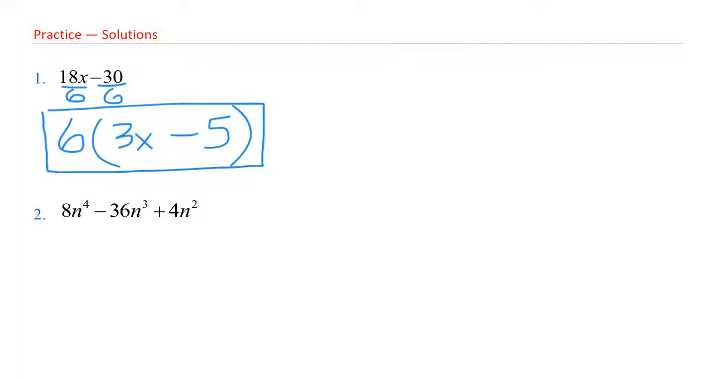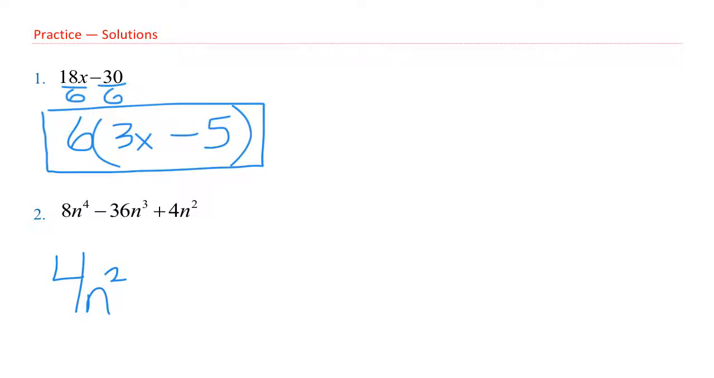Our next polynomial is 8n to the fourth minus 36n cubed plus 4n squared. Let's go ahead and factor out the GCF now. The first step is to determine the GCF and then write it. Let's begin by looking at the numerical coefficients. We have 8, negative 36, and 4. The GCF for those numbers is 4. Next, we'll look at the variables. We have n to the fourth, n to the third, and n to the second. The lowest power of the variable is 2, so our GCF will have n to the second power.